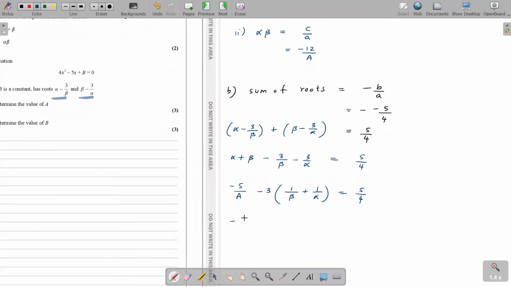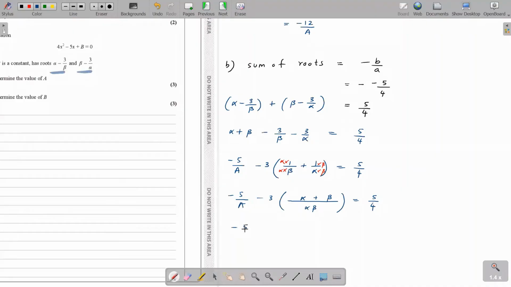Shall we simplify? Shall we take the common denominator here? Who is the common denominator? Alpha beta. And then on top you get beta is there. So you are missing an alpha component here. Here you are missing a beta component. So which means your numerator becomes alpha plus beta. Is that okay? So I get here minus 5 over a minus 3 times.